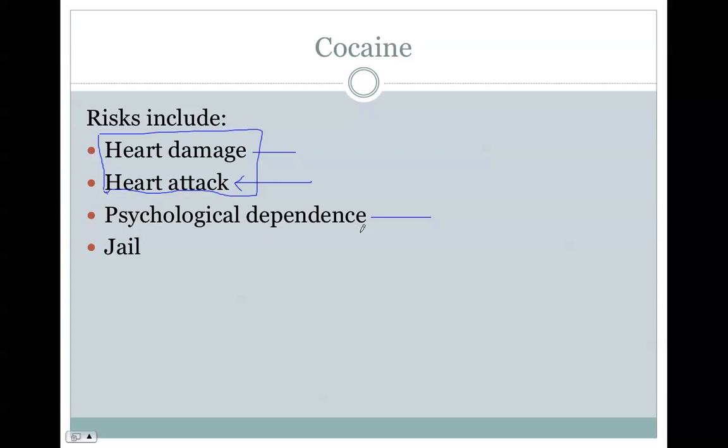You can get psychological dependence, so your brain wants more of it. You're not physically addicted to it, but you end up wanting to feel that intense pleasure at a higher intensity. So you want more and more of it, and you want a more refined or potent dose of it every single time. And then obviously a risk can be jail. If you use or sell cocaine, you can end up in jail for quite some time.